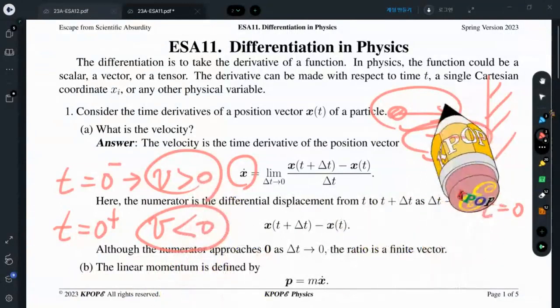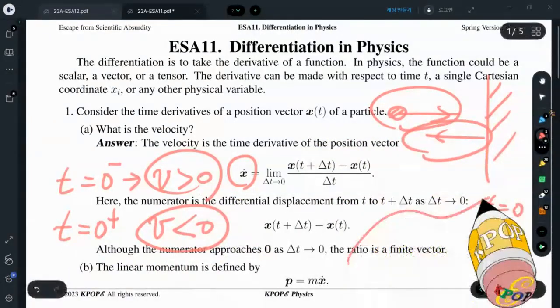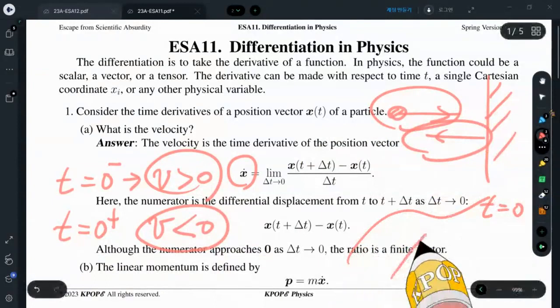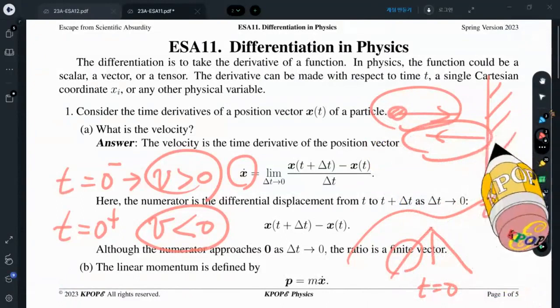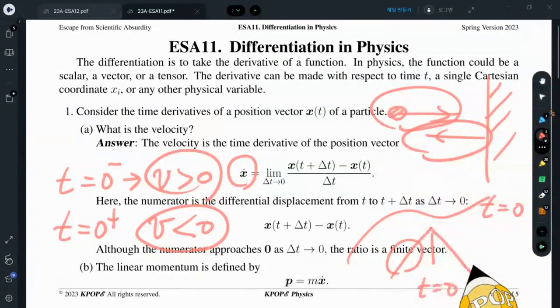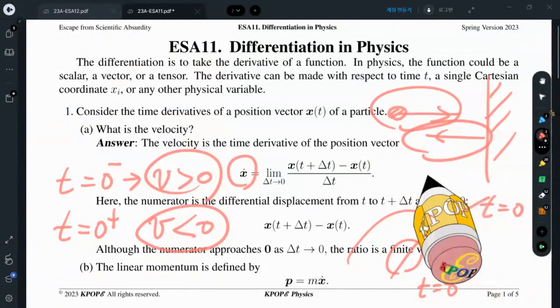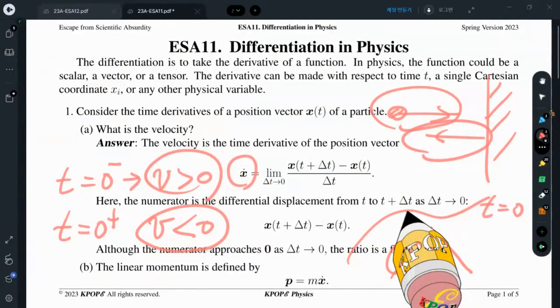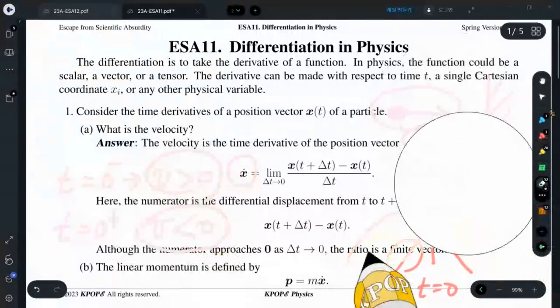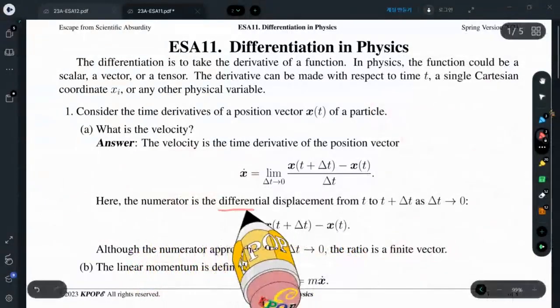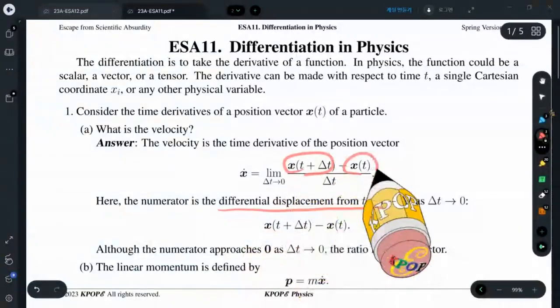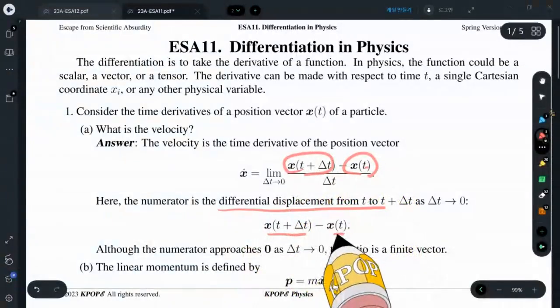The velocity, slope, okay, something like that. Slope on the left of t equals 0 is a positive, and then slope after hitting the wall, it is negative. Okay, this kind of situation may happen in physical situation. Numerator is differential displacement. Okay, change in displacement.